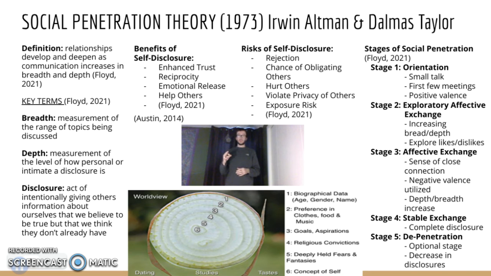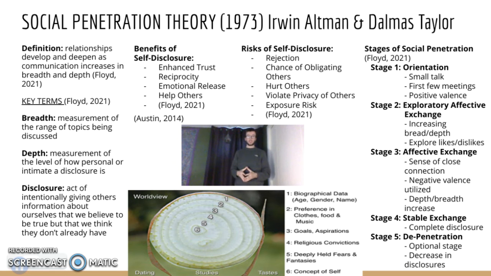And stage 3 is effective exchange. That is a sense of close connection. That is when you start to see that there is a relationship truly being formed. And this is where negative valence is utilized. That is where negative traits come to the surface, and it's kind of the full picture of that person. You sort of see their, not dark side, but you start to see the more well-rounded image of themselves and not just the positive side of them. And all the while, depth and breadth are also increasing.